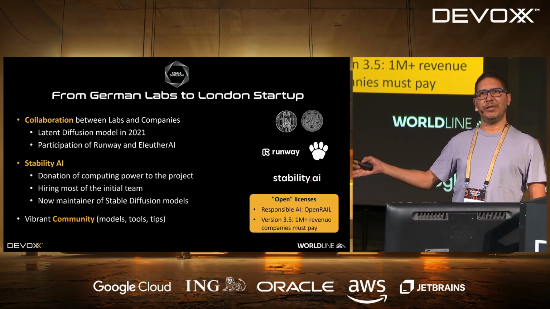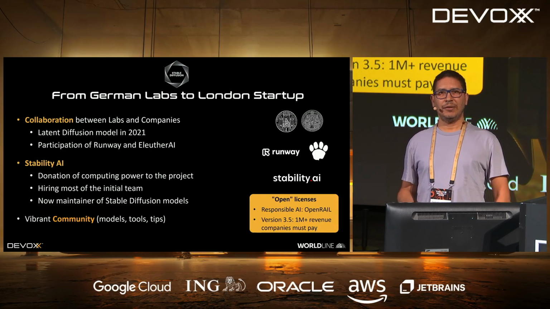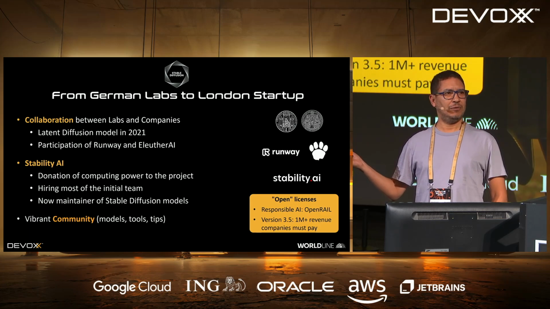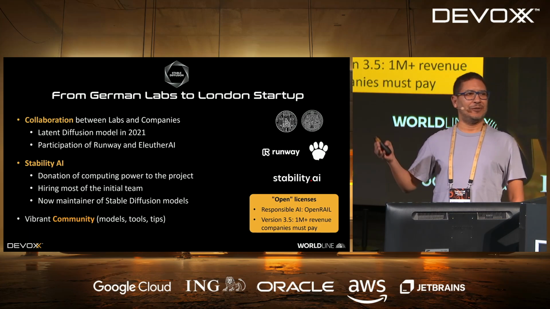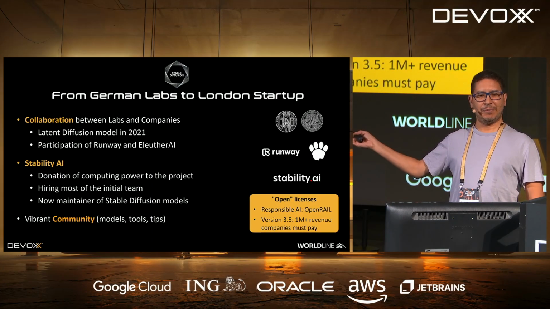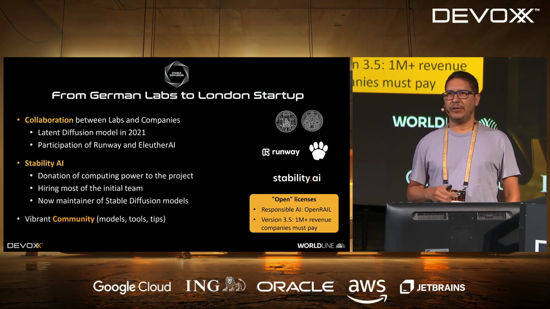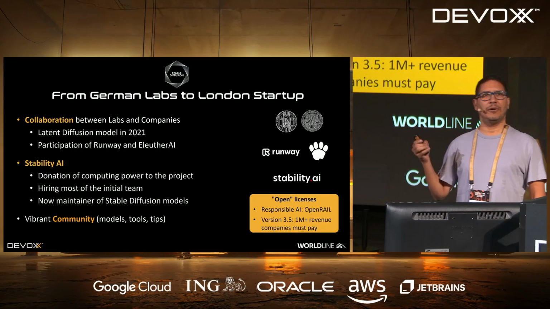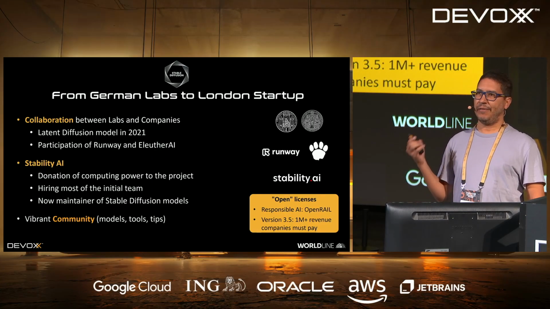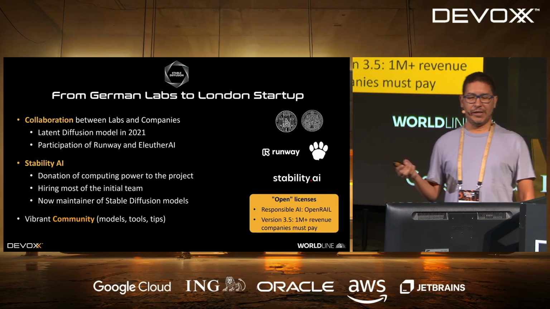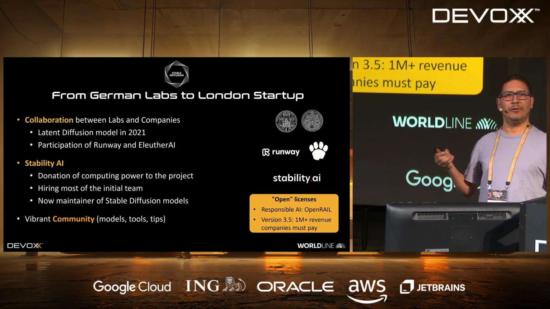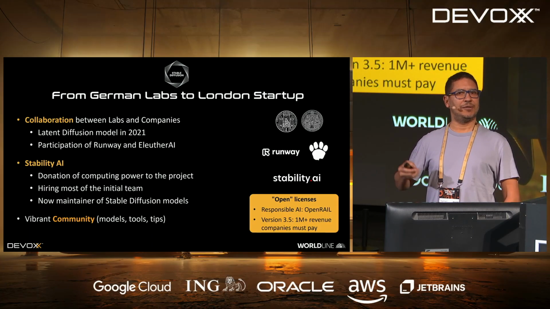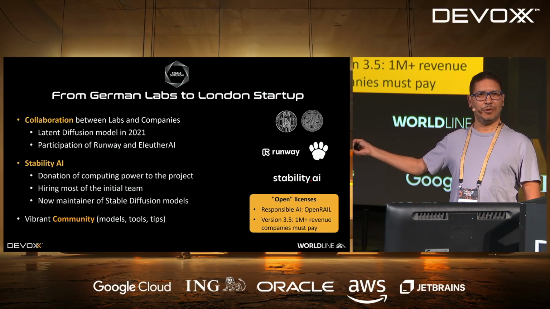that were born in Germany in 2021. So it's like 4 decades ago in GenAI time, right? They innovated the concept of latent diffusion that I will explain later on. Very soon, they also collaborated with companies, Runway, EleutherAI, and then Stability AI, who finally hired most of the lead developers. And now Stability AI is the London-based startup that is the official maintainer of these models, right?